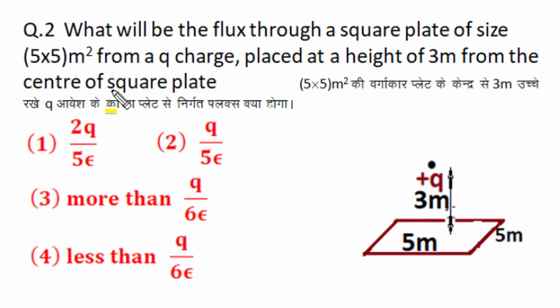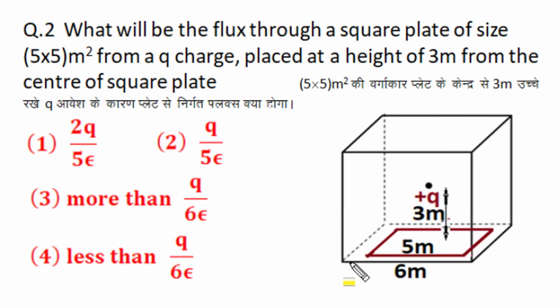Next question is, what will be the flux through this square plate of size 5 meter by 5 meter from a charge which is placed at 3 meter height from the center of this square plate here? Now, Gauss law relates source charge with flux from a surface, but the surface should be a closed surface and the charge must be enclosed in the volume surrounded by that closed surface. So using some symmetry of a closed surface, we can calculate flux through this square plate.